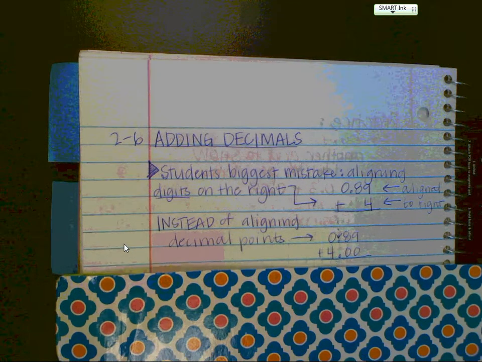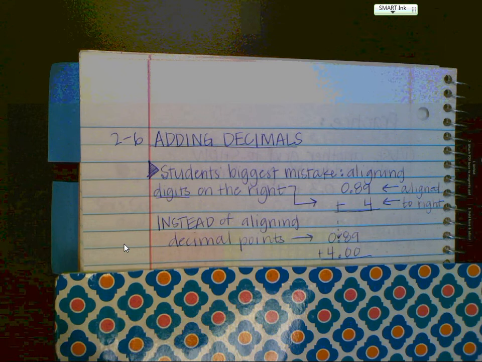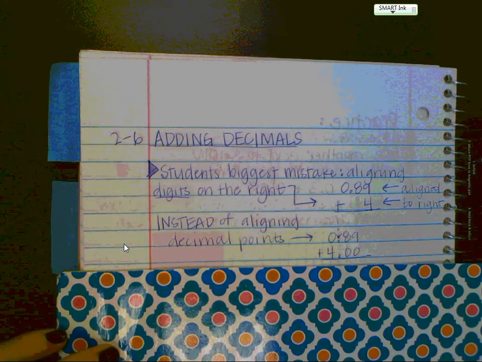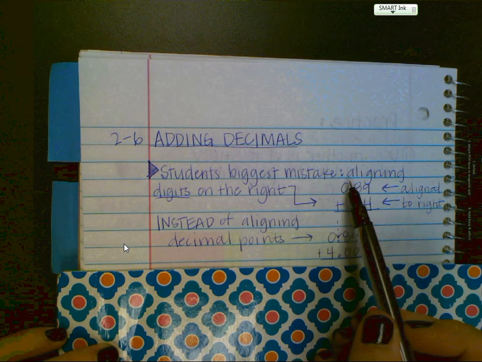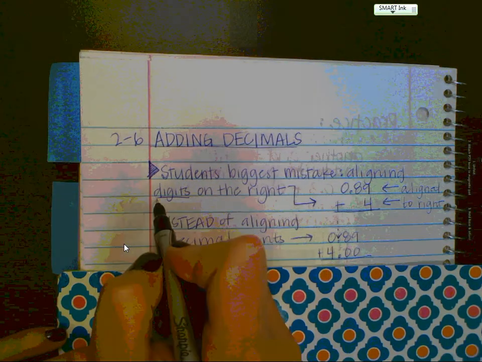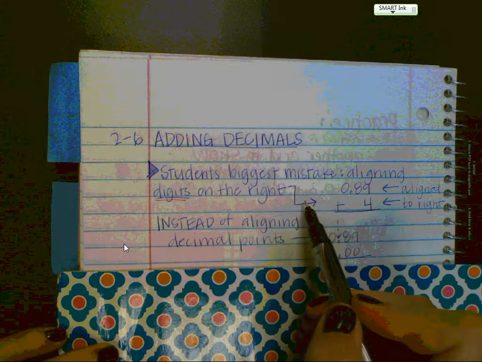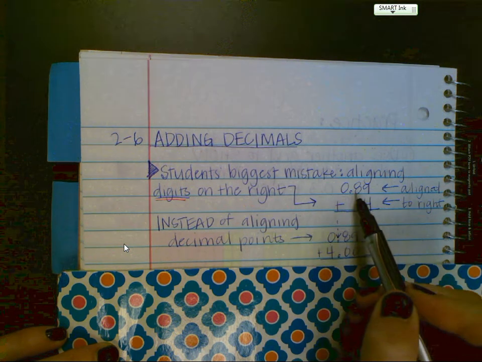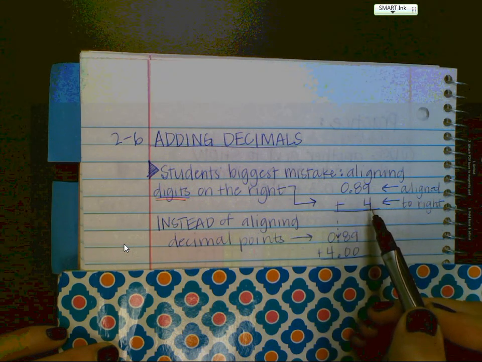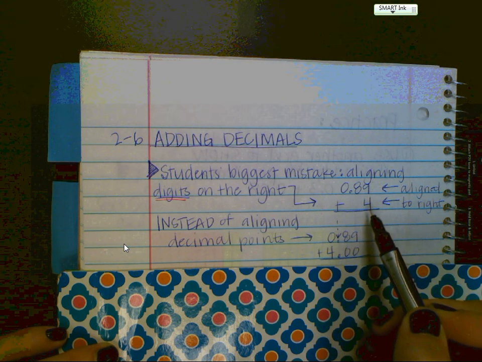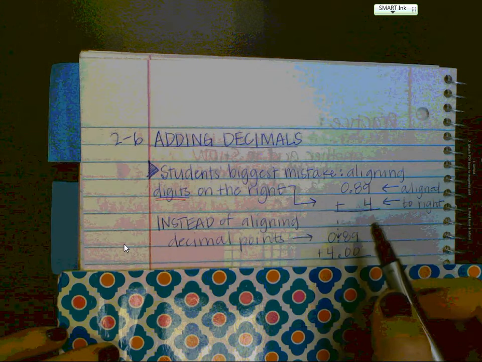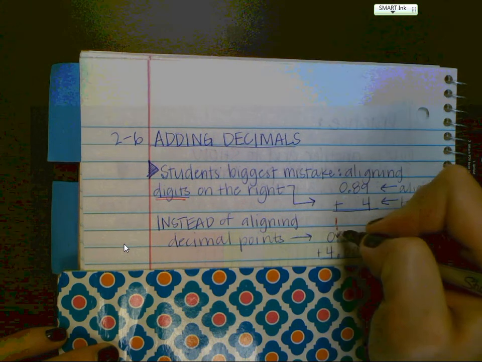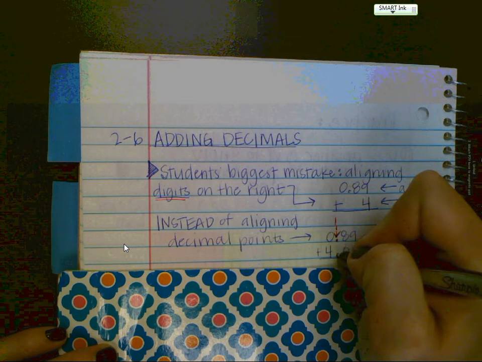So when you're adding decimals, here is the biggest mistake that students make, and I want you to copy this down. The biggest mistake they make is aligning the digits to the right. Here's an example. I've got 89 hundredths plus 4, and I've lined everything up over here on the right. Instead of what you should do, which is make sure your decimal points are lined up.